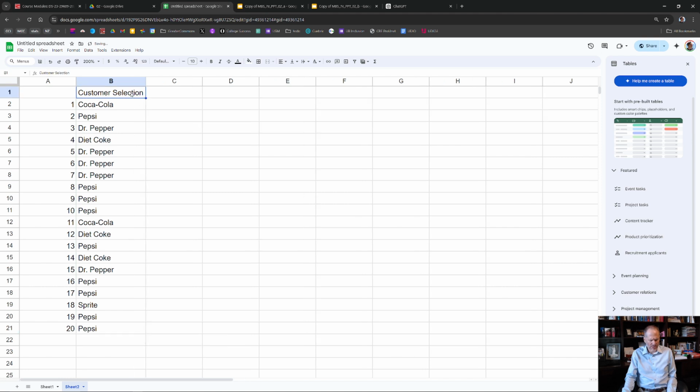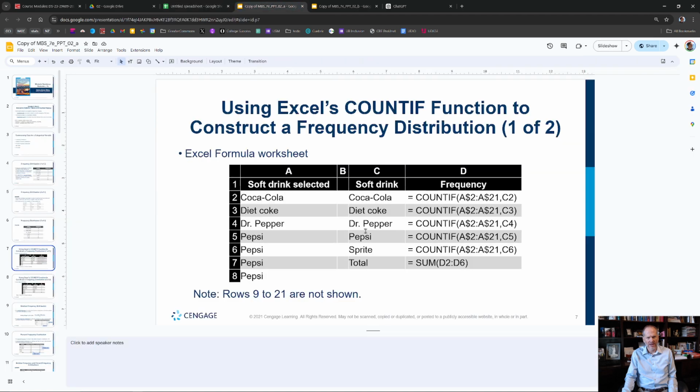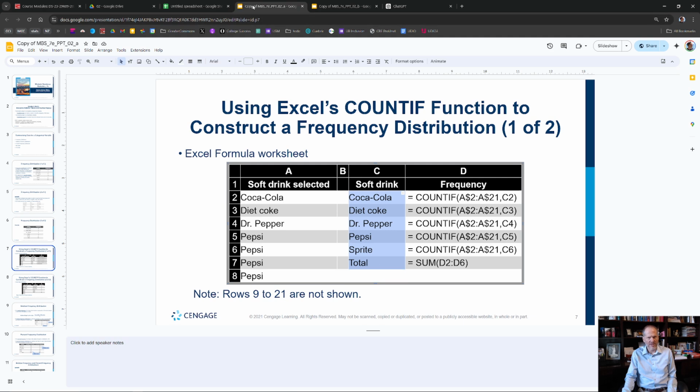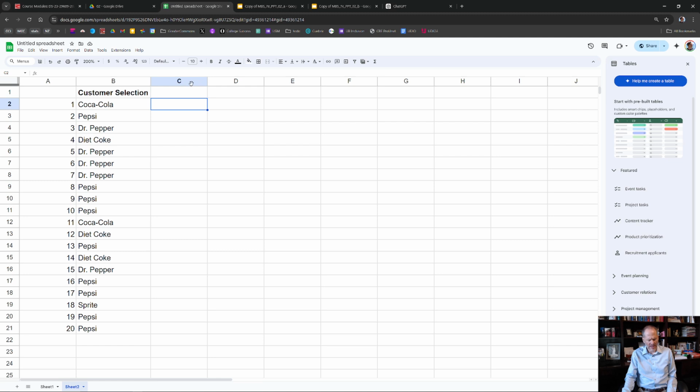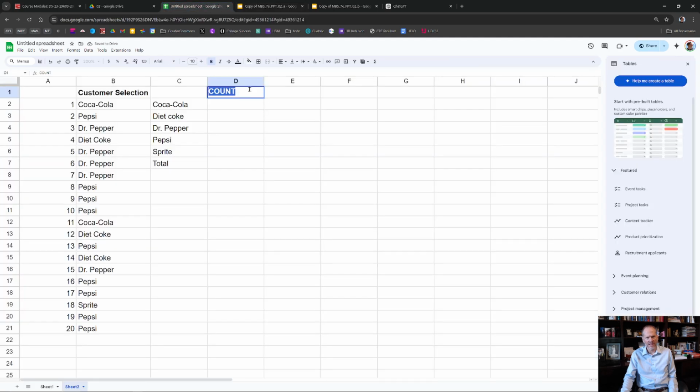And we'll make this whole row bold. And there's the customer selection. And then we want to find out, right, which of these did they drink. So I'm going to highlight those and Control C, and then come back over here and paste those in. And then the count for each of those. And so what did they call it? They call it frequency. We'll call it frequency because that lines up with what we're learning here.